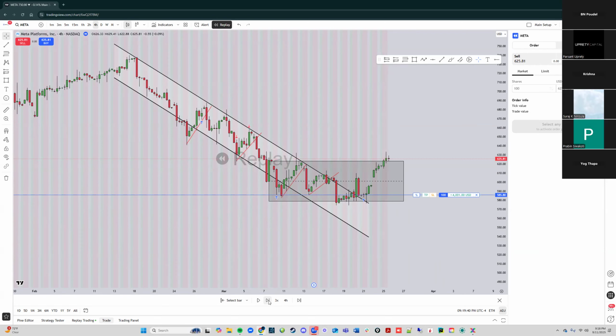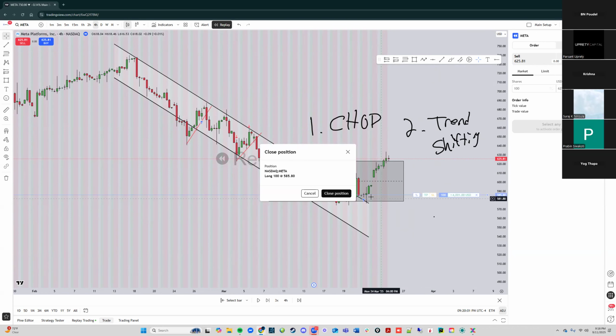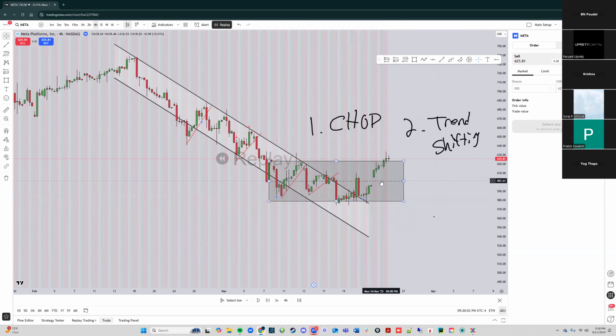So now we need to move the channel, but more importantly, we have to establish that we're either one, in a chop, or two, the trend is shifting. Do not marry your trade. Just because you have a channel does not mean it's going to keep giving you that channel. Do you want to reshift this or get rid of this trend line? That's up to you guys. You guys let me know.